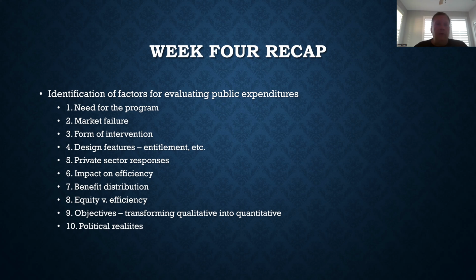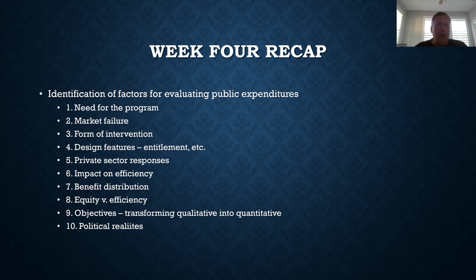Third factor we look at is the form of intervention. So what type of government intervention are we talking about? Are we talking about a government intervention whereby the government will both provide the resources as well as do the hands-on production of that good or service? Or are we talking about contracting out and privatization, whereby government will provide the resources, but then will contract with a private sector corporation to actually do the production of that good or service? So how much and what extent of government intervention are we looking at?